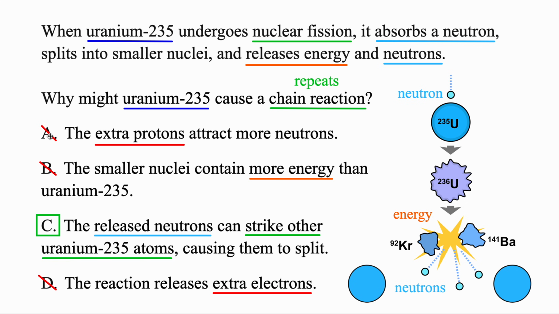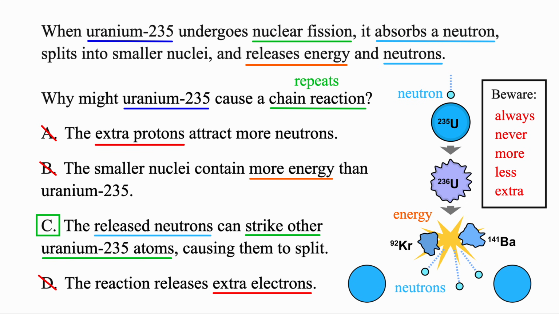But one thing that these incorrect options have in common is they all contain these words to be aware of. So on multiple choice tests, be careful when you see words like always, never, more, less, or extra. Those are usually the incorrect options. So this can be a strategy to help eliminate options.